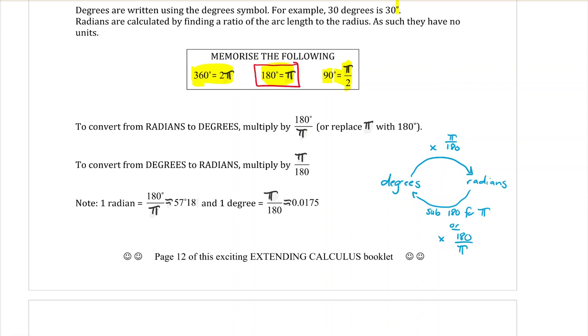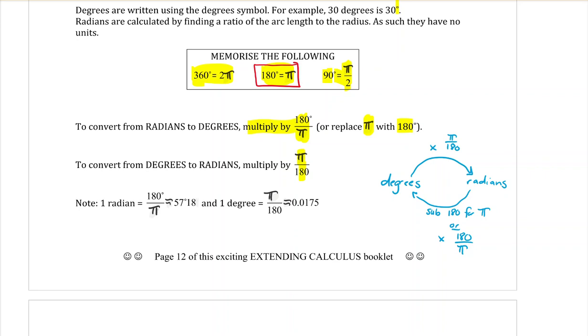So to convert from radians to degrees, you're going to multiply by 180 over pi. Or the simplest thing to do is to replace the pi with a 180 degrees. If you want to go the other way from degrees to radians, then you're going to multiply by pi over 180. Now, to help you remember that, I've drawn a little diagram over here on the side in blue.